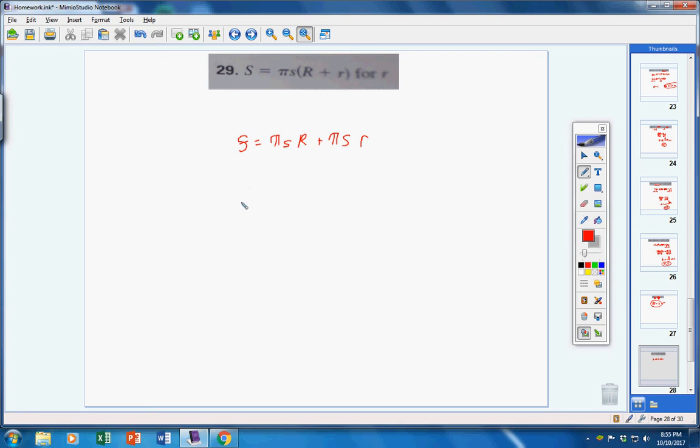Next, eliminate fractions. Next, find all of the terms that have a little r, get those on one side, everything else on the other side. So here's the only term that has a little r, leave it here, bring this term over here. So s minus pi s r equals pi s r. Lastly, divide by pi s.